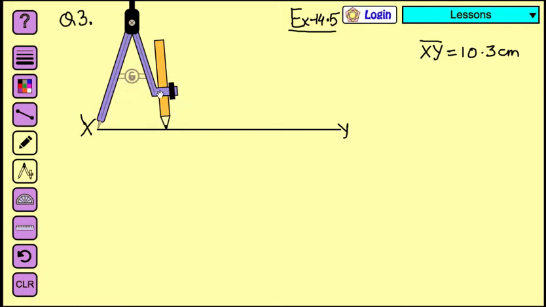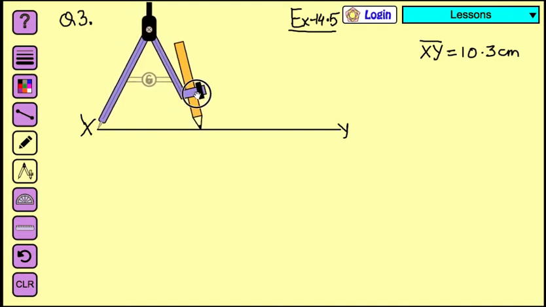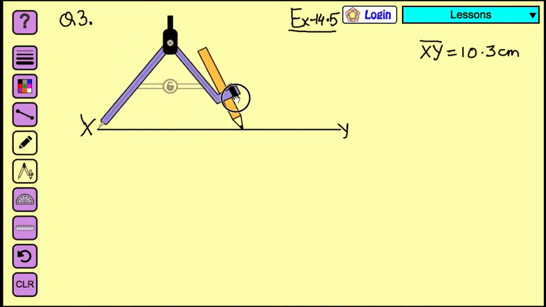Drag the pencil such that the distance between the needle and the pencil is more than half of the XY. There is no specific fixed measurement. Approximately you just have to drag your pencil. Once you are done, lock your compass. So when you are making an arc, your pencil is not moving closer or away from the needle. Just make sure for the whole process, the distance between the pencil and the needle should not increase or decrease. That's why it's very necessary.